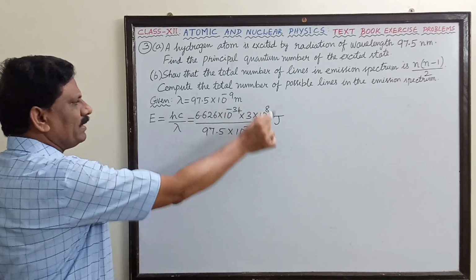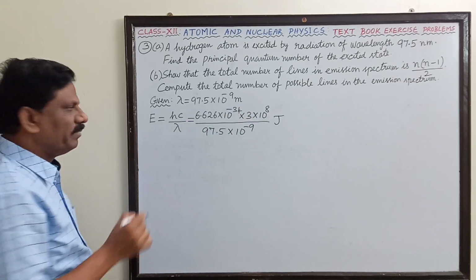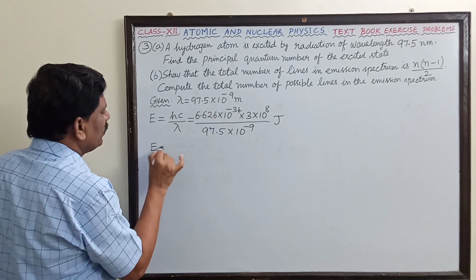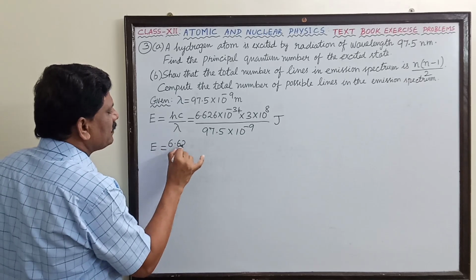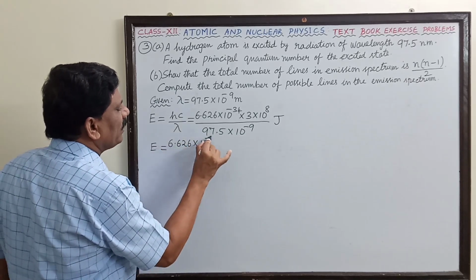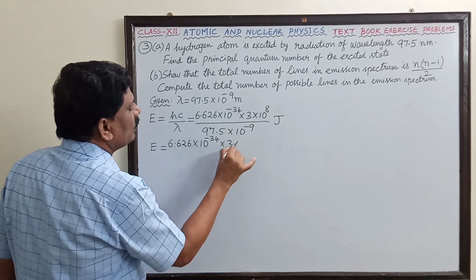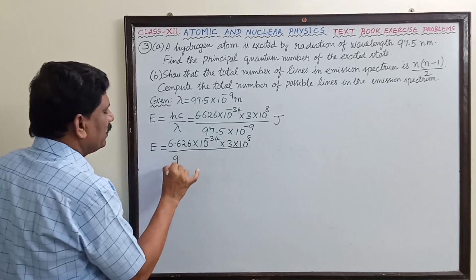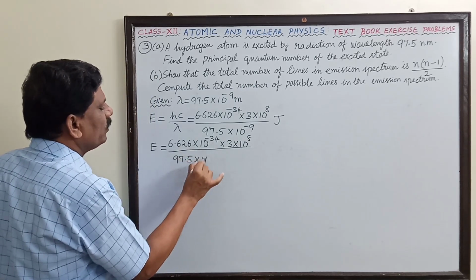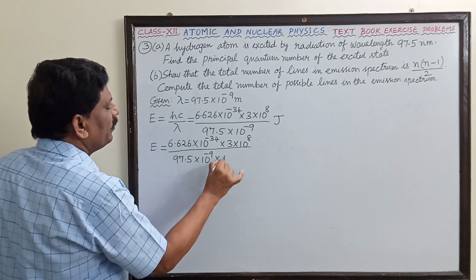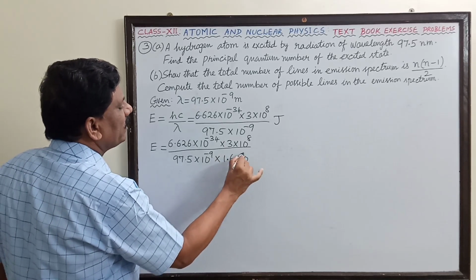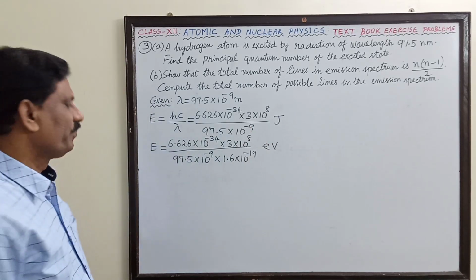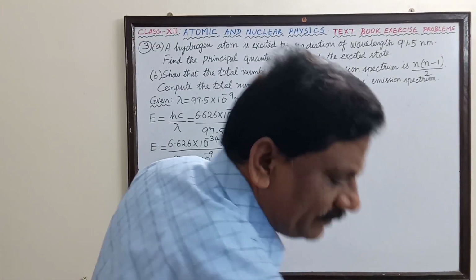Now I can also express this energy in electron volt by dividing this value by the charge of the electron. So E is also now equal to 6.626 into 10 to the power of minus 34 into 3 into 10 to the power of 8 divided by 97.5 into 10 power minus 9 multiplied by 1.6 into 10 to the power of minus 19. Now the unit has changed to electron volt. Now let us find the values.